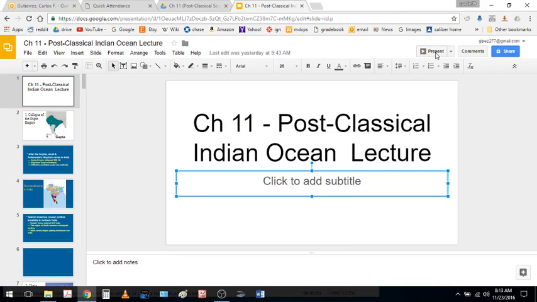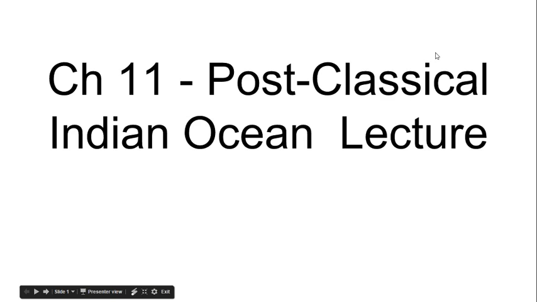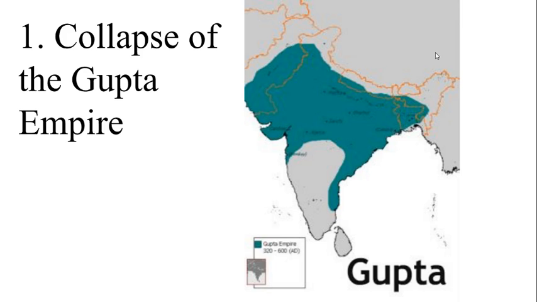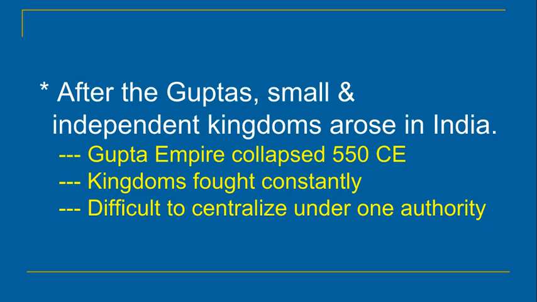All right, here we go with our video lecture notes for Chapter 11, looking at post-classical South Asia and Southeast Asia, all around the Indian Ocean. We're going to begin where we left off last time with Indian history, and that is the collapse of the classical empires. First was the Mauryan, and then the last one was the Gupta Empire, which ruled most of India in the classical era, unified it under a somewhat centralized state.